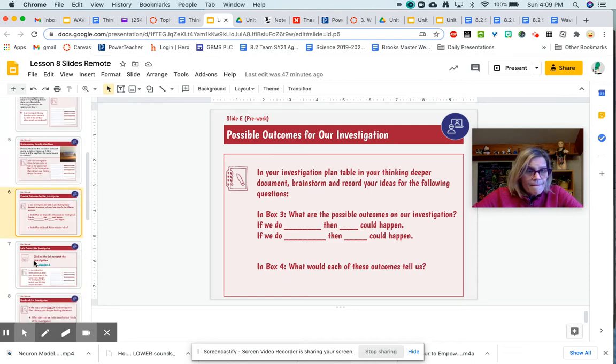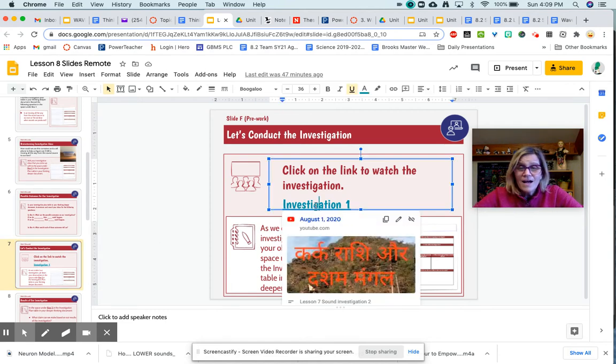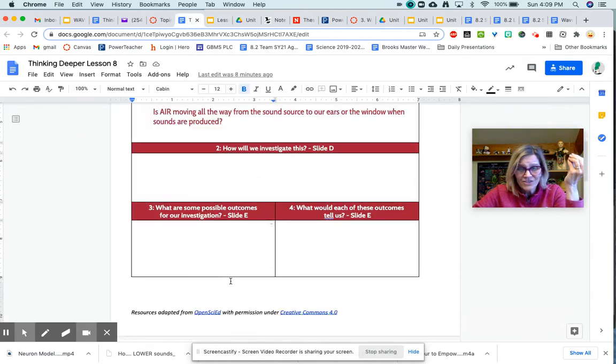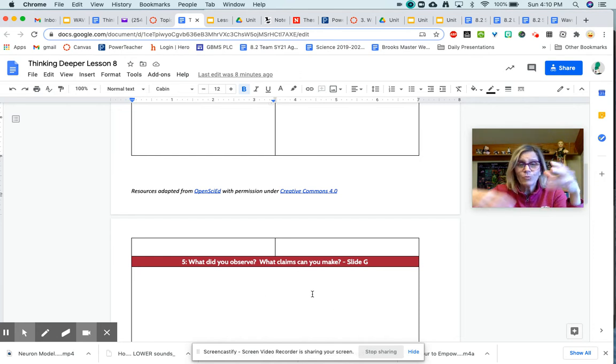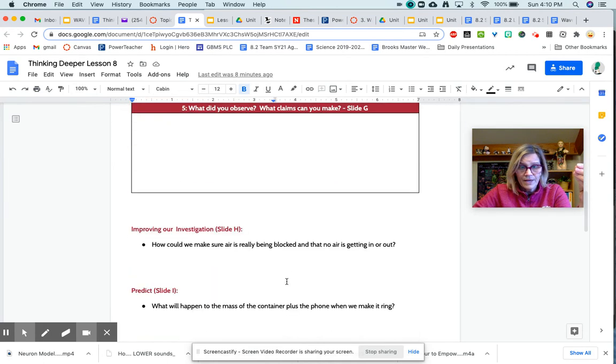Okay, then now you actually get to watch the investigation right here. This is a video of somebody putting a cell phone and a box together and trying this out. So then jot down your observations in the space under box 5. They've already done the investigation, and write it down here. What did you observe in the video? What claims can you make? Go ahead and write your answers here.